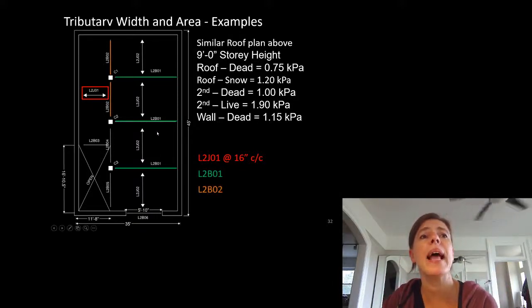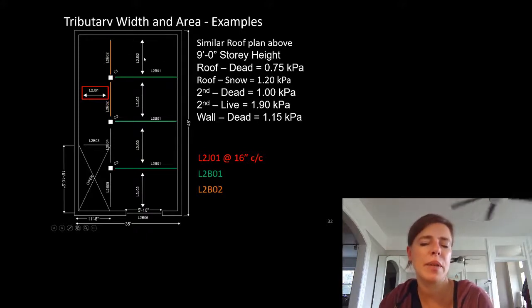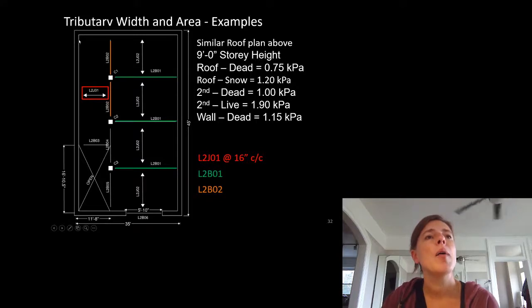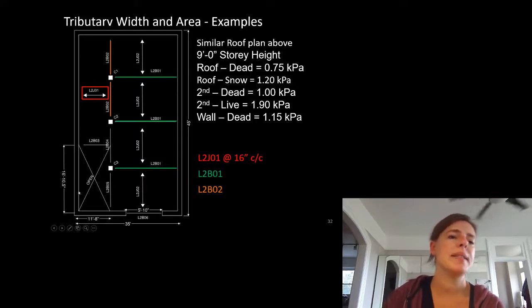Let's take a look at L2BO2. This one's a little bit interesting because it's got joists framing into it in this direction, but it's parallel to the joists in this direction. We don't really know anything about these. They're probably something that's 16 inches on center. We're going to learn that that's a pretty common thing for wood elements. But let's mostly worry about this then.